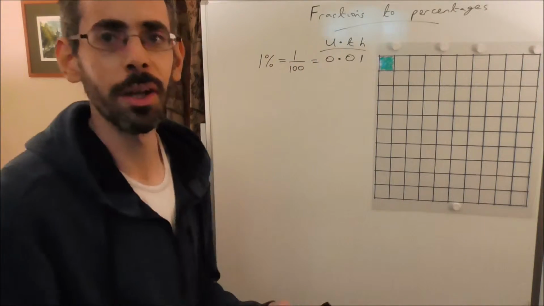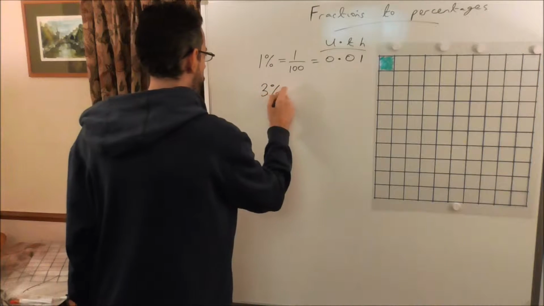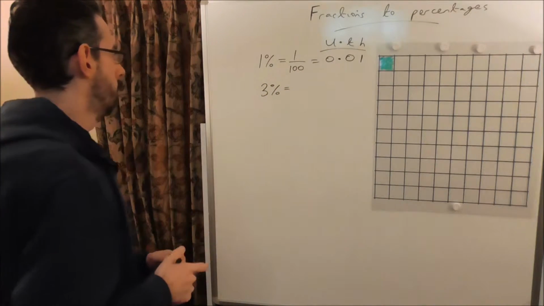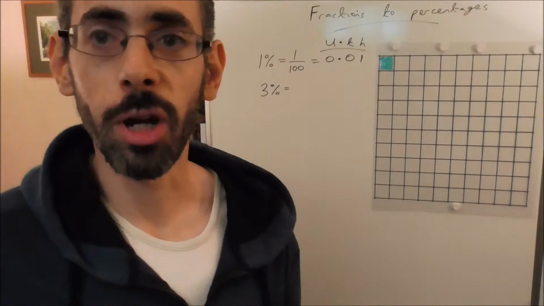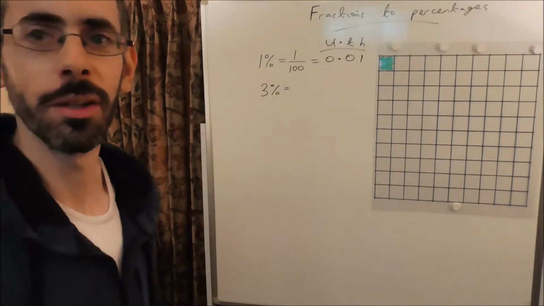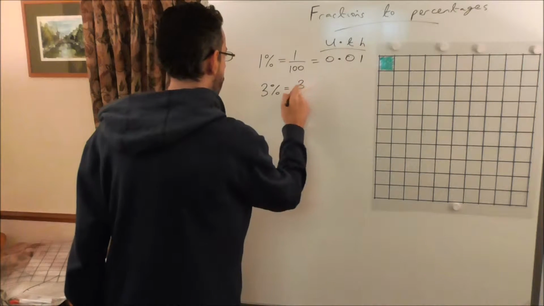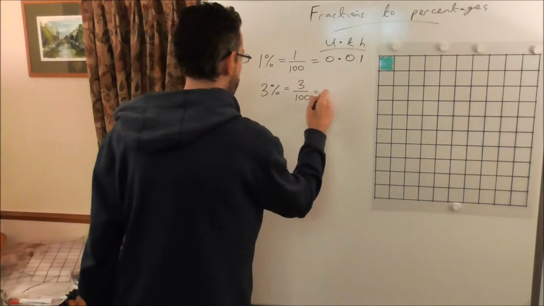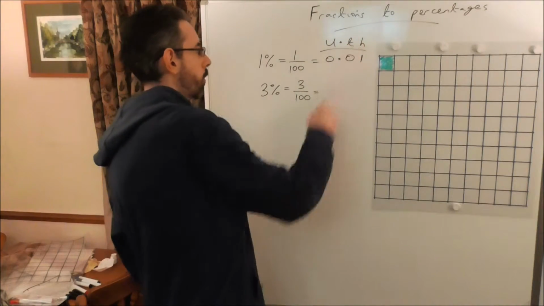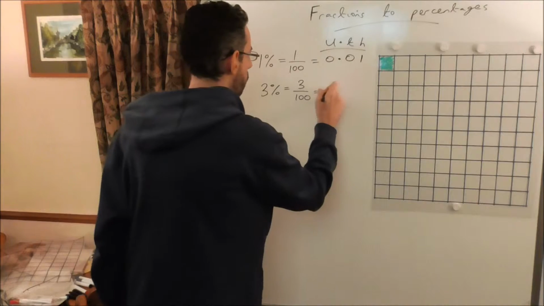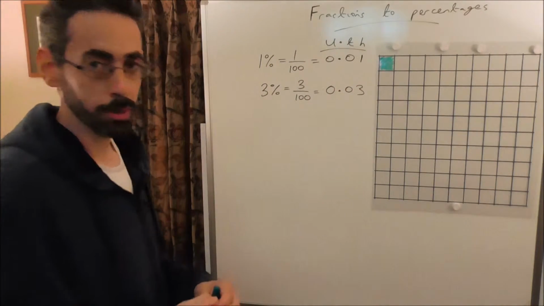Right, let's do 3% now. Let's do 3% as a decimal and a fraction. So what's 3% as a fraction? Well, a percentage is just a fraction out of 100, so 3% just means 3 out of 100, or 3/100ths. And to write that as a decimal, this time I need to put a 3 in the hundredths column. So it's going to be 0.03. That's how to write 3/100ths as a decimal.